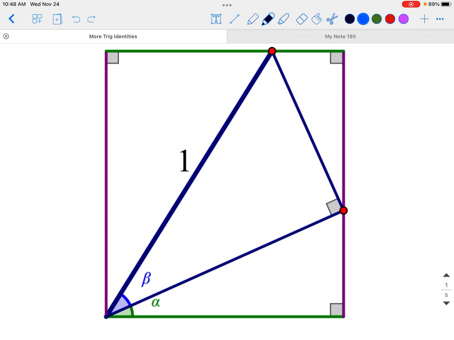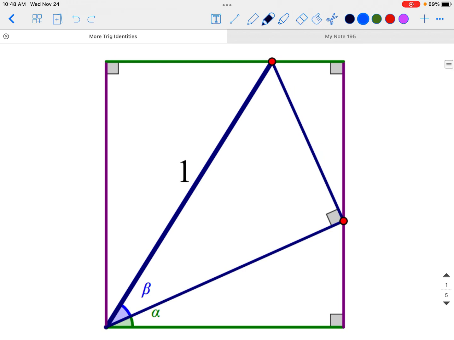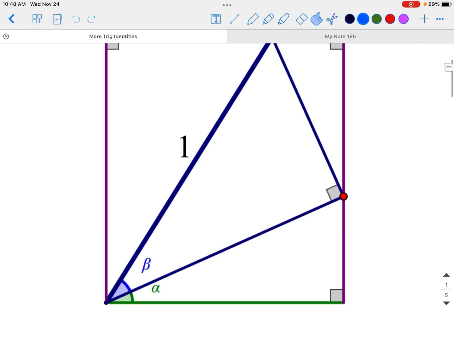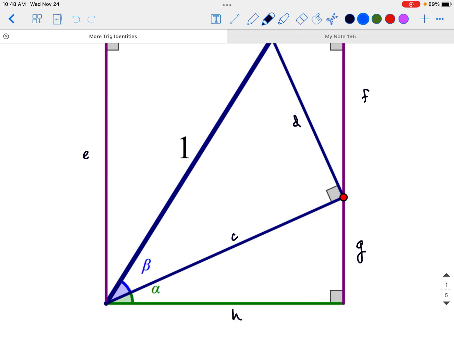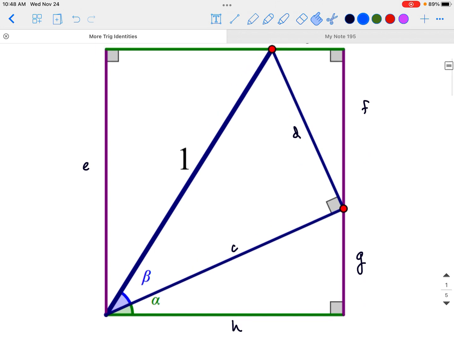So what we'll start with is maybe labeling these. So we could call each one of these sides something. So maybe we'll call this one C, D, E, F, G, H, I, and J. All right, so we've got a whole bunch of unknown side lengths. What we're going to want to do is figure out what each one of these side lengths are. Now what we should also do is maybe fill in some angle measures. So let's go ahead and do that as well.